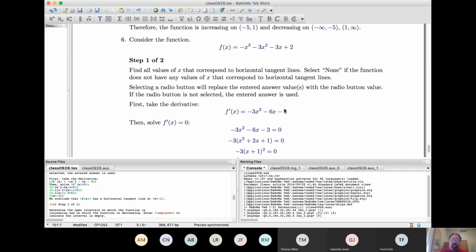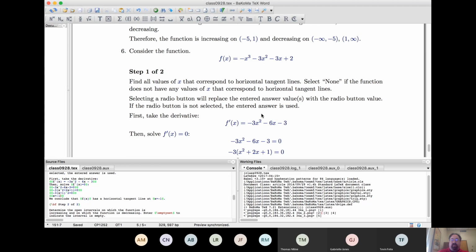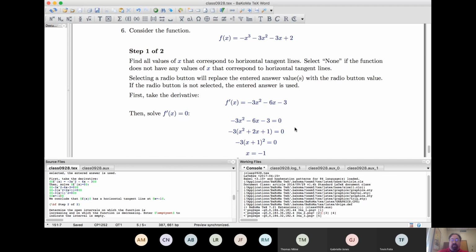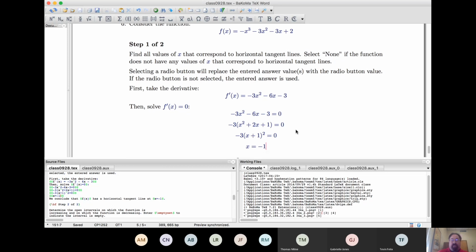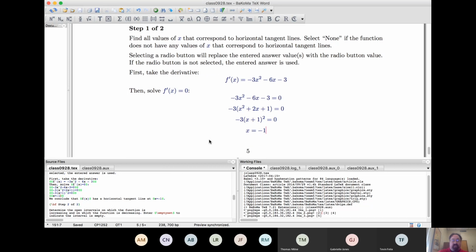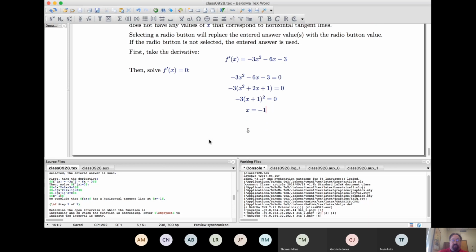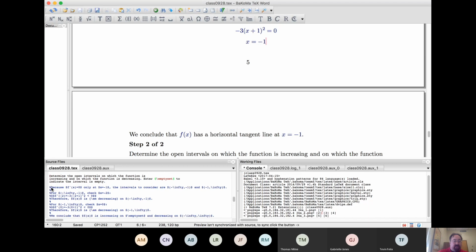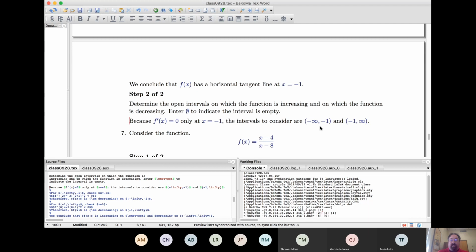Now, because the original function is cubic and therefore the derivative is quadratic, there's always a possibility of having two values at which there's a horizontal tangent, but in this case, it turns out to only be one. So that's the x value that you would enter as your answer for the first part. Then for the second part, we check where it's increasing or decreasing. So these are the two intervals to consider by dividing up a real number line at x equal -1.